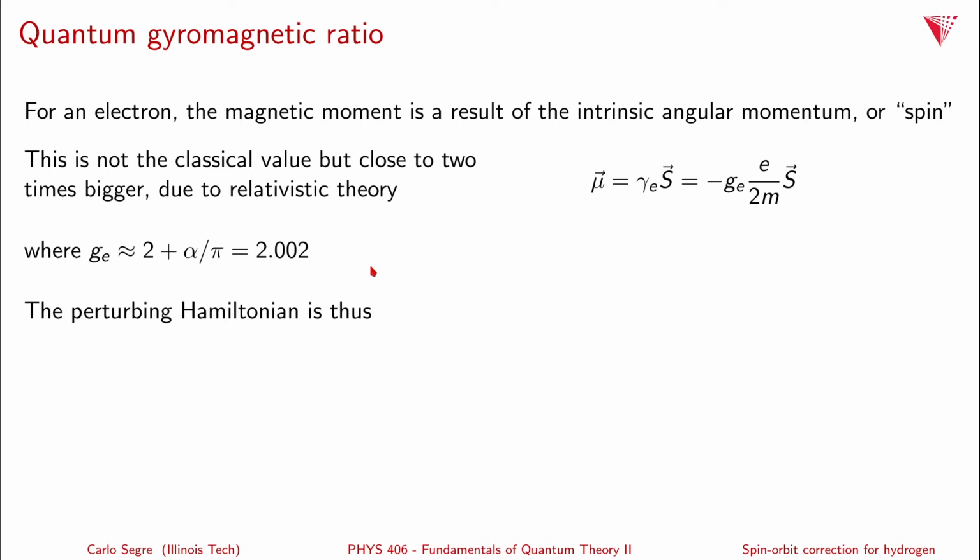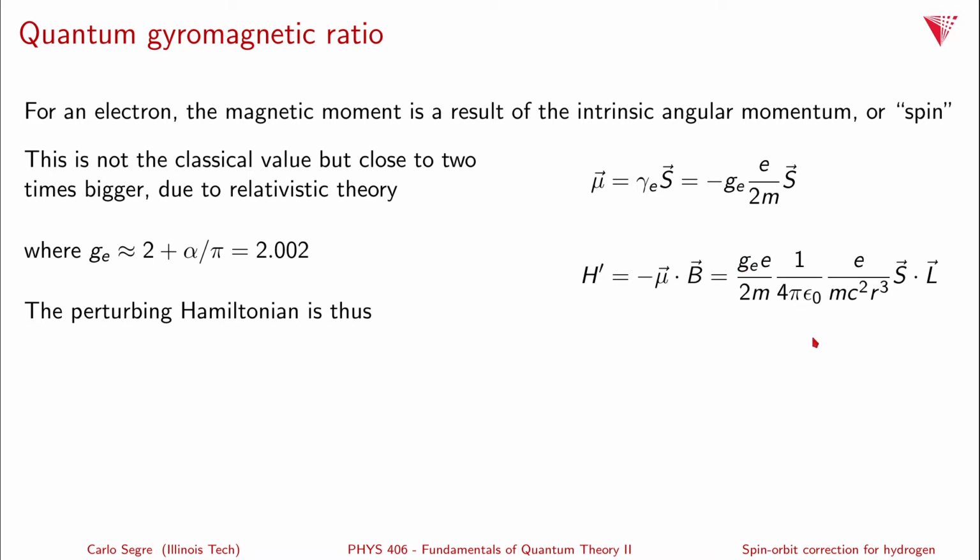So the perturbing Hamiltonian is therefore given by H prime, which is the magnetic moment of the electron, which we calculated here, dotted into the magnetic field that the electron sees from the proton. And because the magnetic field due to the proton is related to the orbital angular momentum of the hydrogen atom, it's just L, and mu is related to the spin angular momentum of the electron, you end up having an interaction that looks like S dot L.